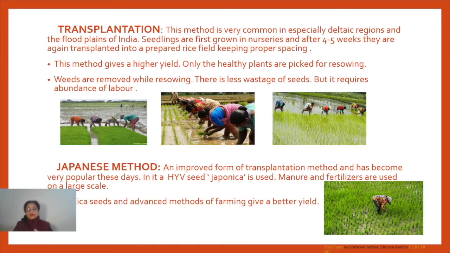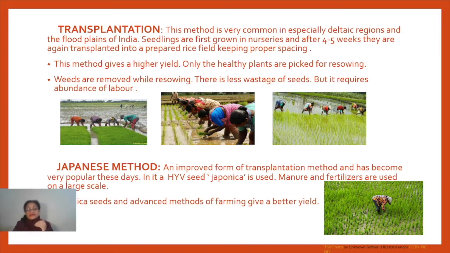Then comes one more method, which nowadays has become more popular in certain areas. This is called the Japanese method. It is almost the same as transplantation, but it is an improved, advanced form of transplantation. So what is additionally done in this? All the things are quite similar to transplantation, but one thing is kept in mind: the seeds used are HYV seeds, especially the seed named japonica. That seed is used in it.